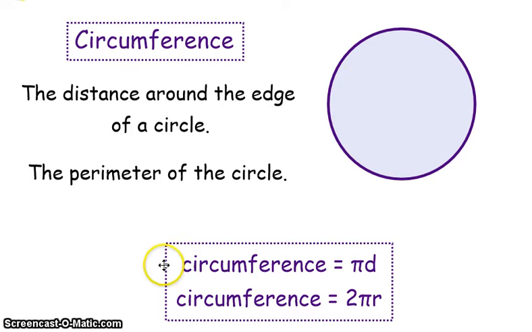The formulas to find the circumference of a circle are circumference equals pi, which is approximately 3.14, times the diameter of the circle, or you can use circumference equals 2 times pi times the radius.